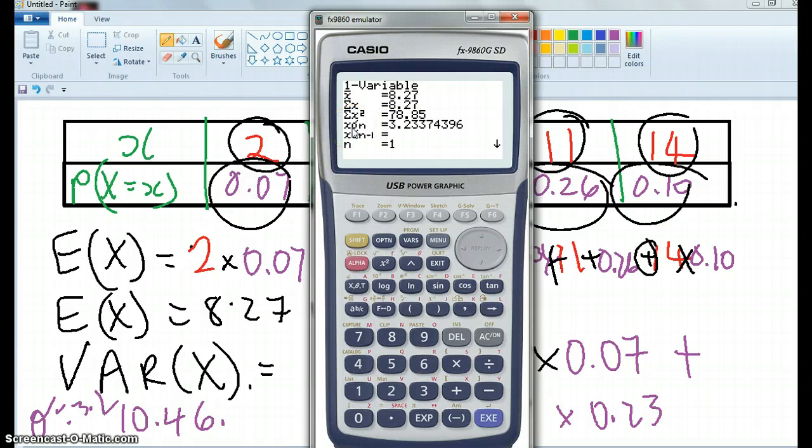Okay? And my mean, 8.27. So I've shown you the long way and the short way. That's all right? It's good? Okay. Anyone want to upload it? Hands up.